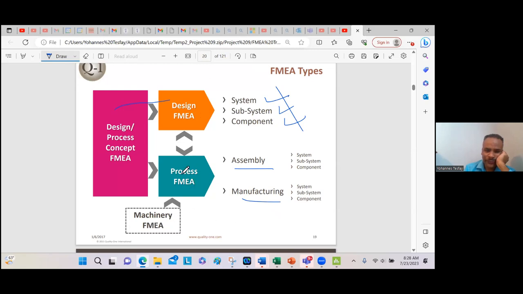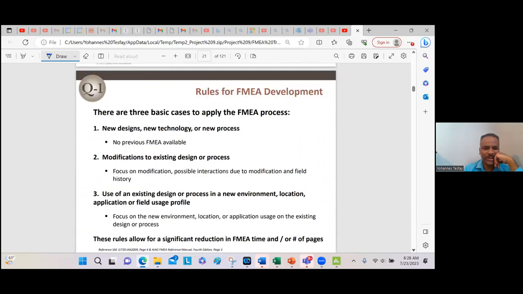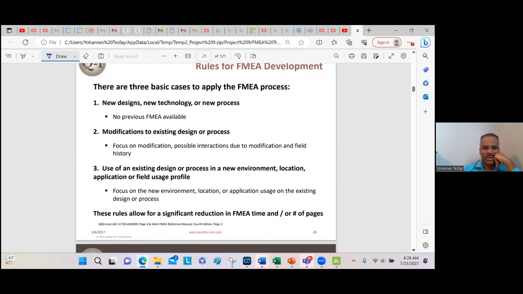So more on the process side, it's either going to be machine, or operator training, or some capability studies. The focus is more on capability study. Then there are 3 basic cases to apply the FMEA process. Okay: new design, new technology, new process.